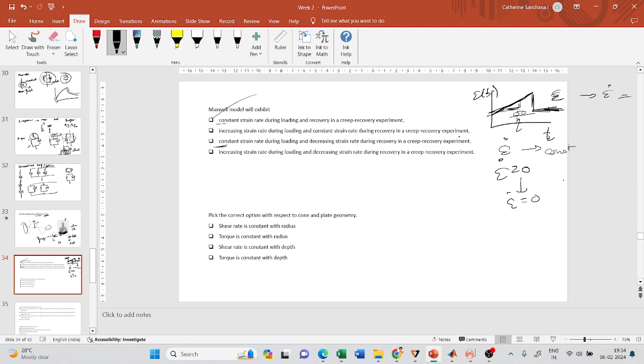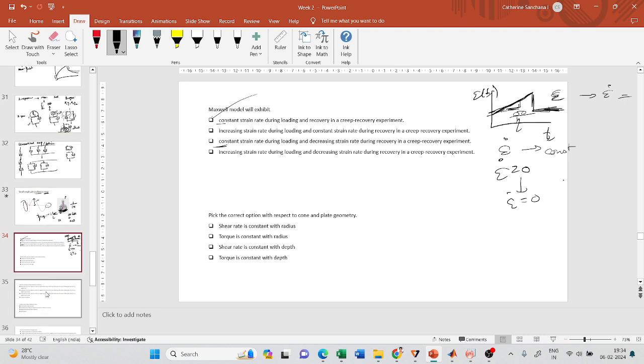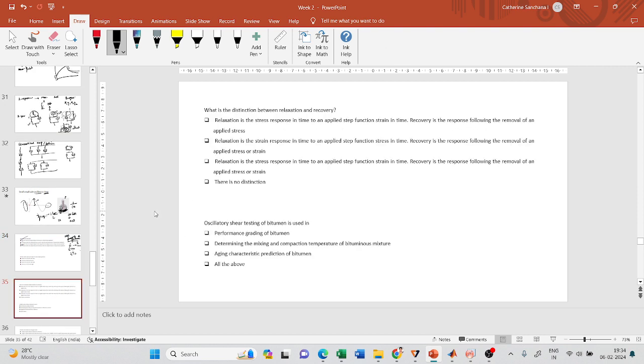So pick the correct option with respect to cone and plate geometry. So let us come back to this. Okay, first let us finish the questions on modeling.